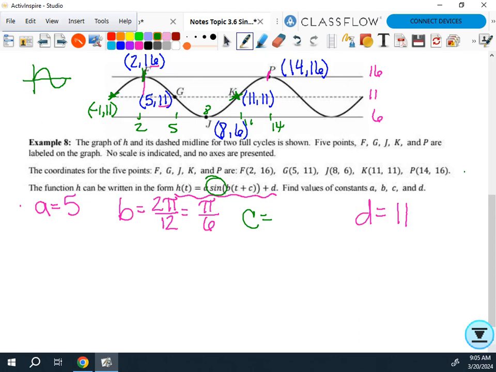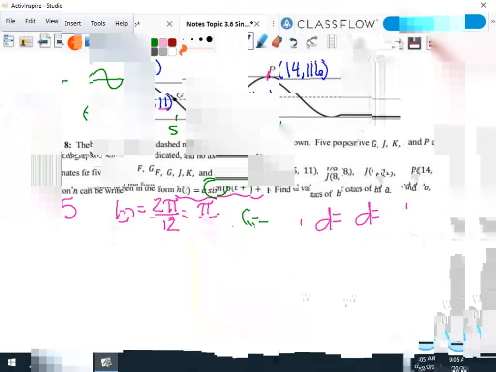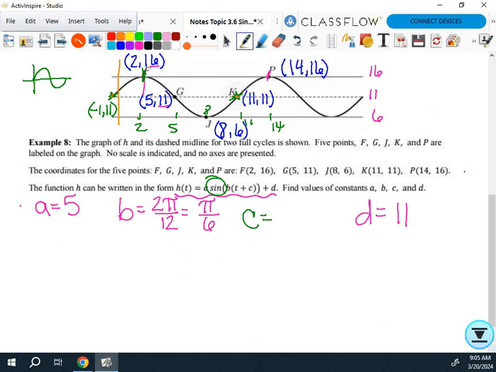So in order to get this graph, if I know I start here before I shift, I can either shift to the left 1, or I can shift to the right, how much? If I'm starting here, we can say that the y-axis would be kind of right there. I could shift to the left 1, or I could shift to the right 11 and start there. Does that make sense?